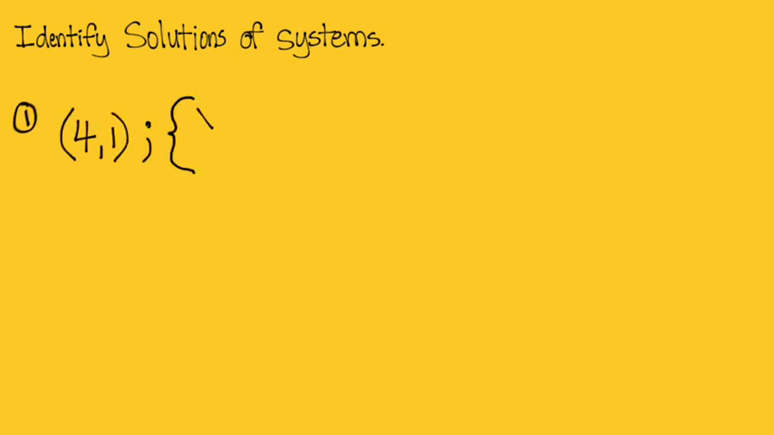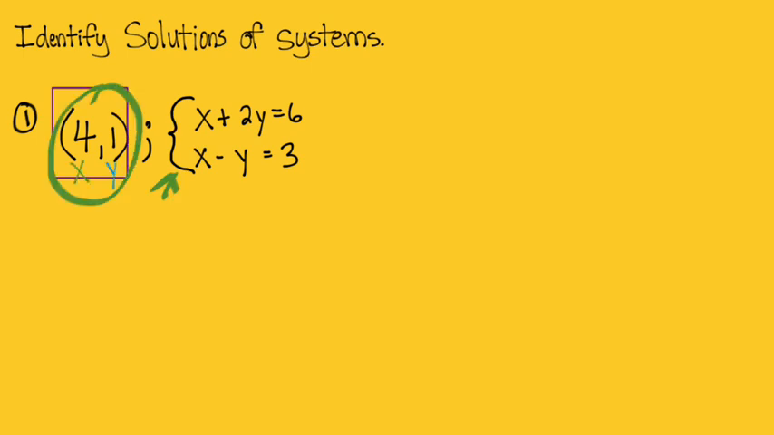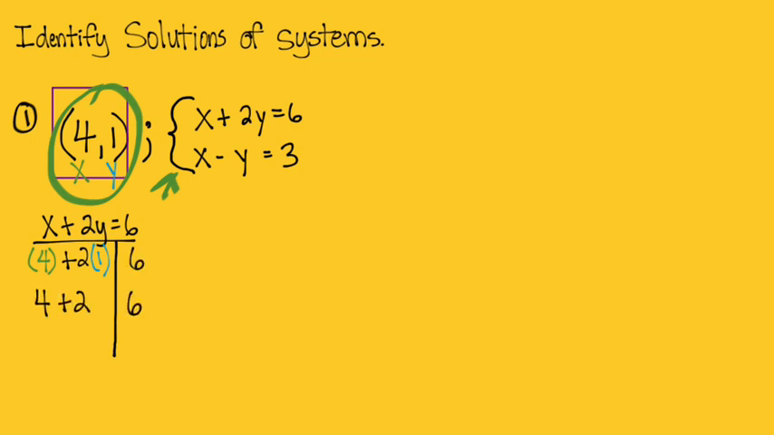First of all, let's just talk about identifying some solutions. If I have the solution 4, 1, where the x value is 4 and the y value is 1, I would plug these into these two equations to see if it's true. When I plug it into the first one, if x is 4 and y is 1, will that equal 6? Well, it turns out that 4 plus 2 is 6. So yes, we know it's definitely a solution for this equation.